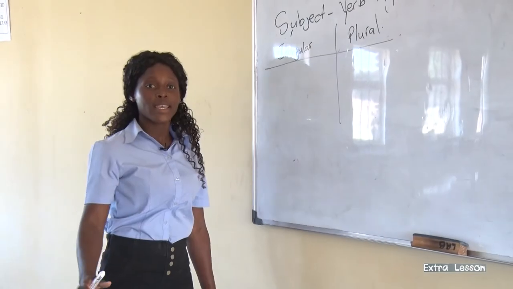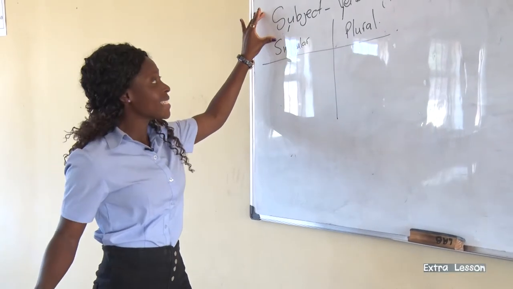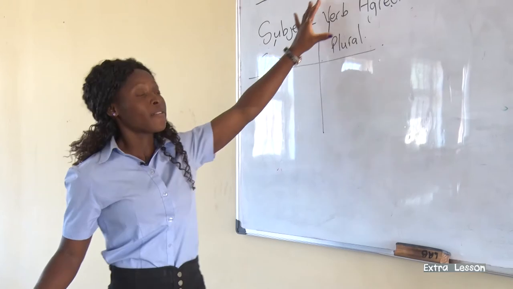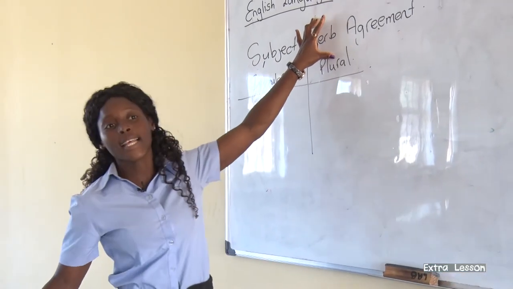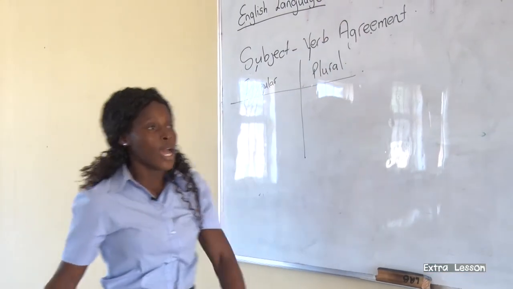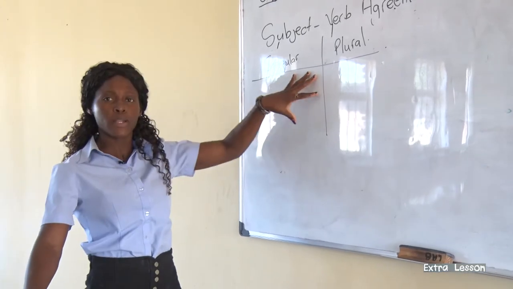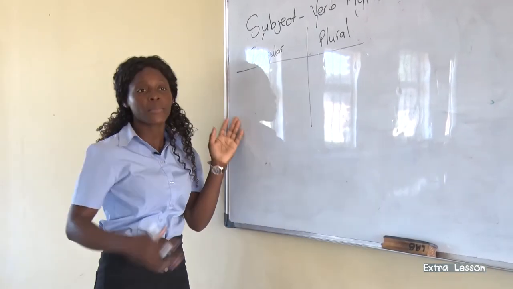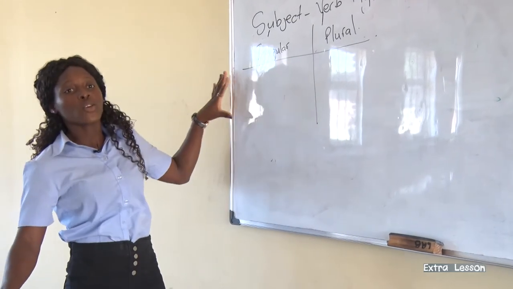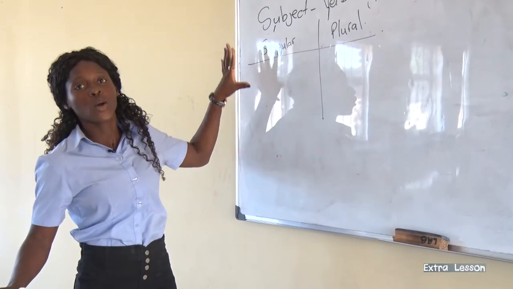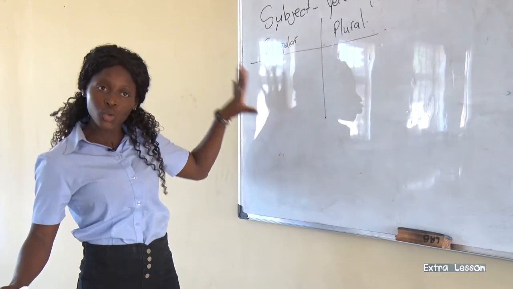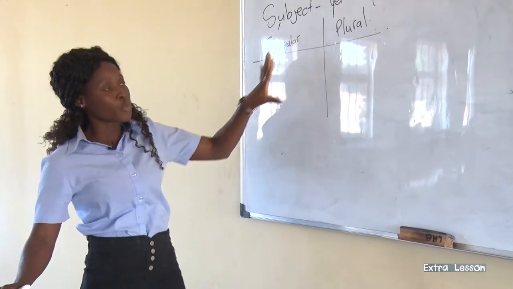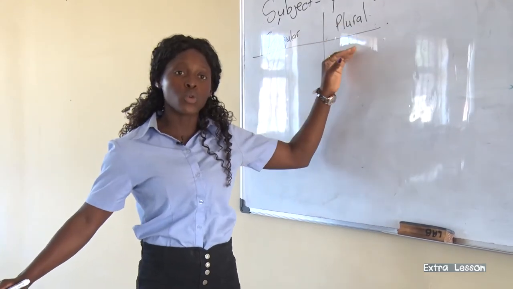As I was saying, the noun, that's the subject, and the verb, that's the doing word in a sentence, are to agree in quantity. Let's explain more when we talk about the plural and the singular. What do we mean when we say something is in singular? A singular noun is something that is just one, not two or more. And when we talk about plural, we are talking about two or more things.